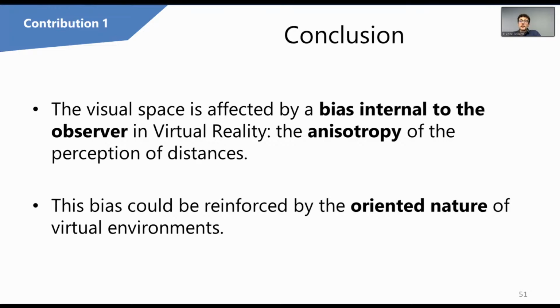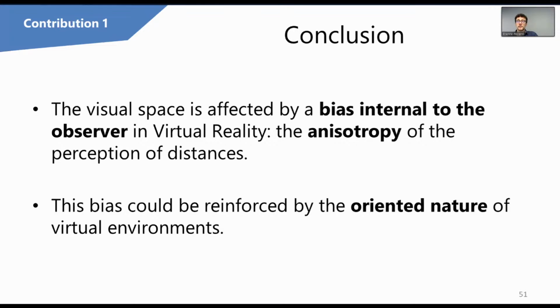With this series of experiments, we showed that visual space in virtual reality is affected by an internal bias, the anisotropy of distance perception. With different experiments, we tried to get rid of all the potential external factors that could have been responsible for this bias. As such, we believe that this bias is mostly an inner bias.